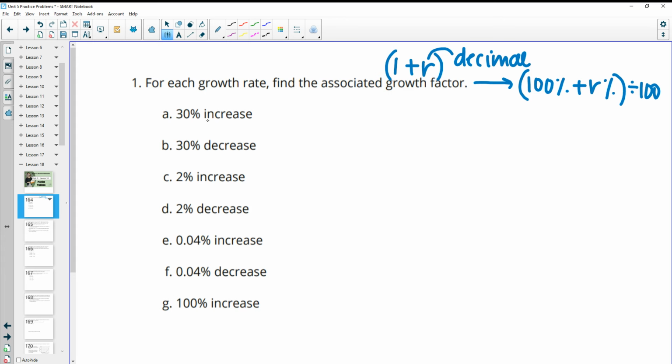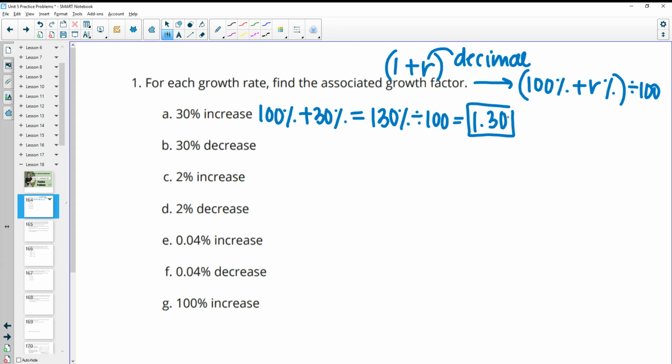So if we're talking about a 30% increase, we have our initial 100%, plus we have 30% increase. So increase means we're going to be adding that. So our total percent is 130%. And then if we divide that by 100, we get the growth factor of 1.3 or 1.30, however you feel like writing that.